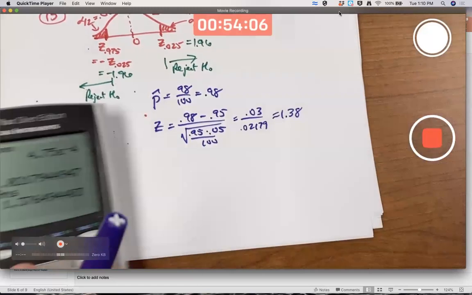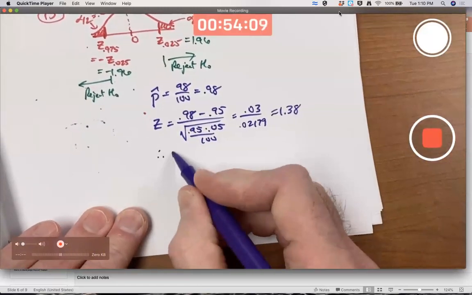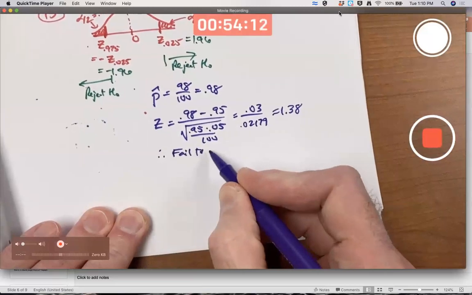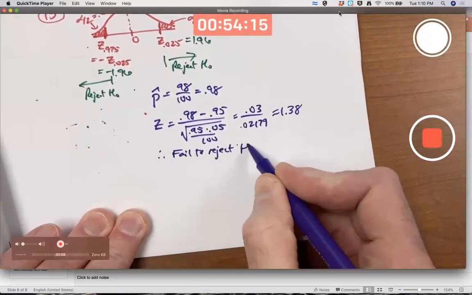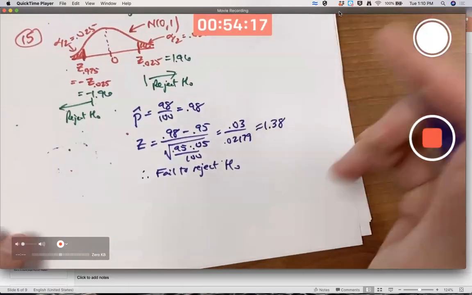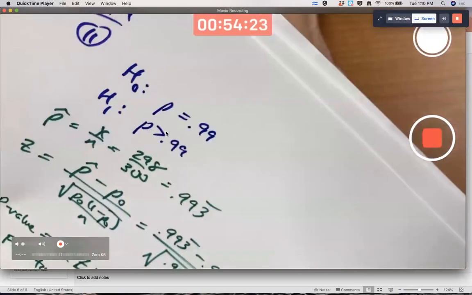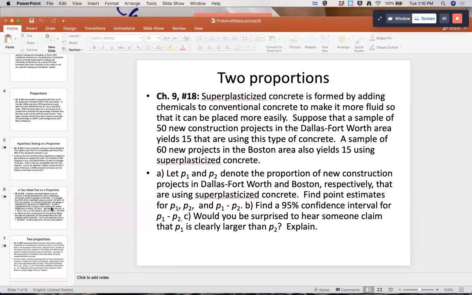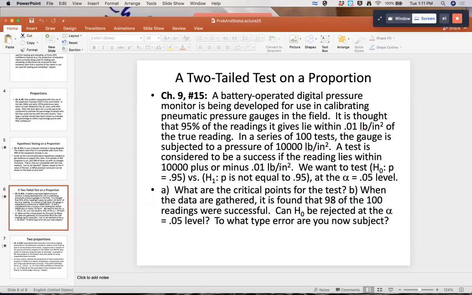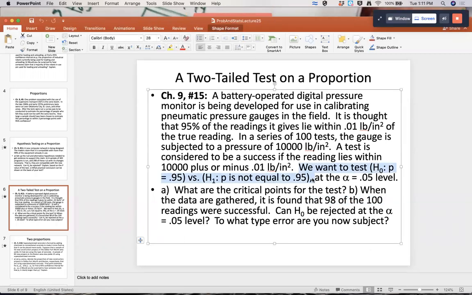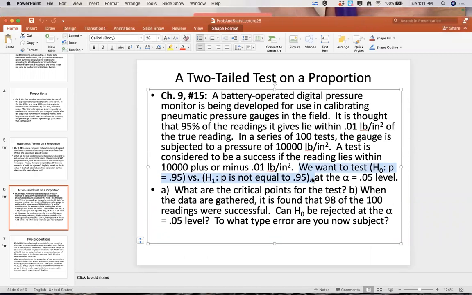Therefore, we fail to reject the null for this problem. We do not have strong evidence against it. We fail to reject it. We don't have strong evidence that it has changed. It seems that if we want to give the null the benefit of the doubt, we're going to say it's still true: that 95% of these give accurate readings for the pressure.